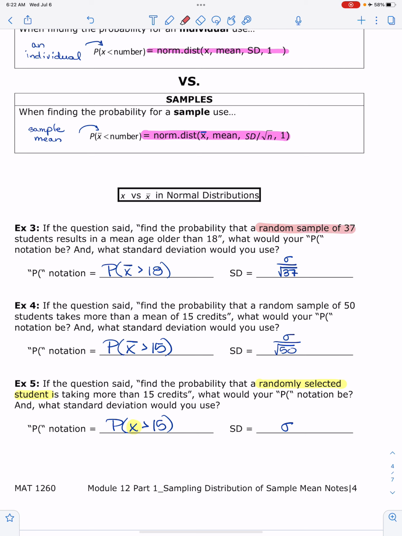Random sample, that's my X bar. Random sample, again X bar here.